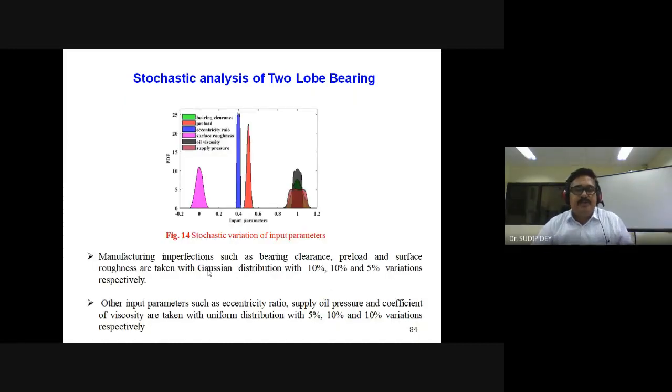Then we have used the manufacturing imperfections, because, as I told you in the first half of this presentation, for uncertainty quantification, first we need to find out what the sources of uncertainty are. So the first source may be the manufacturing imperfections. In the case of manufacturing imperfections, such as bearing clearance, preload, or surface roughness, these are taken as a Gaussian distribution. And the other input parameters such as eccentricity ratio, supply pressure, and coefficient of viscosity are taken as uniform distribution. And finally, we get the output quantities of interest.